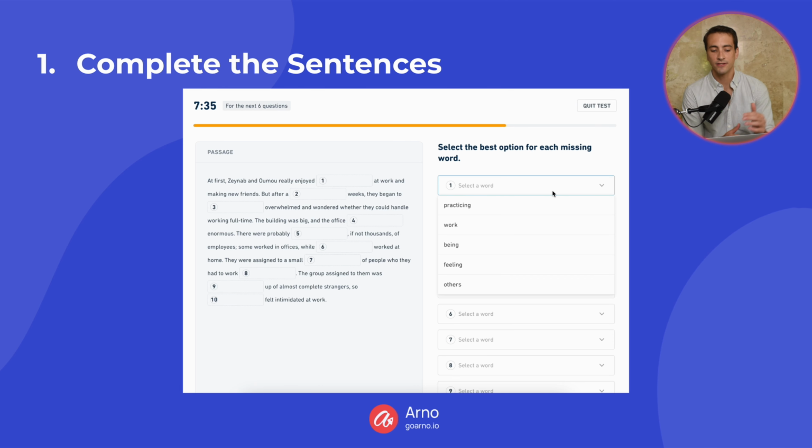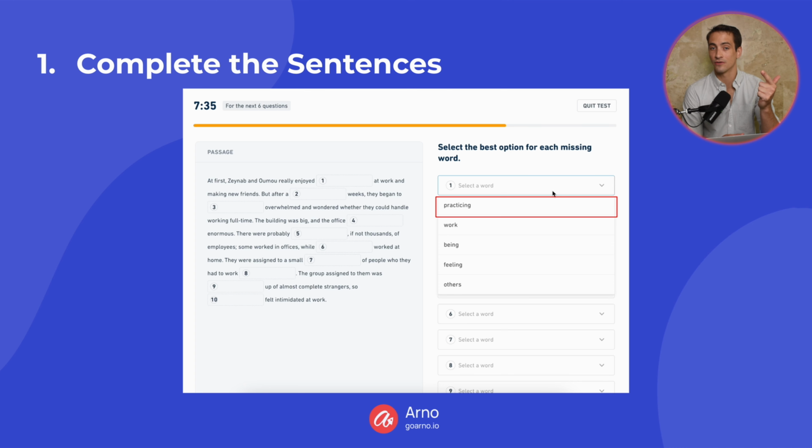All right, so let's look at this first blank. At first, Zainab and Omu really enjoyed blank at work and making new friends. Well, let's use process of elimination to see which answers are incorrect. So, is practicing correct? At first, Zainab and Omu really enjoyed practicing at work and making new friends. Well, we should ask ourselves first, is it grammatically correct? Yes, practicing in this sentence is grammatically correct.